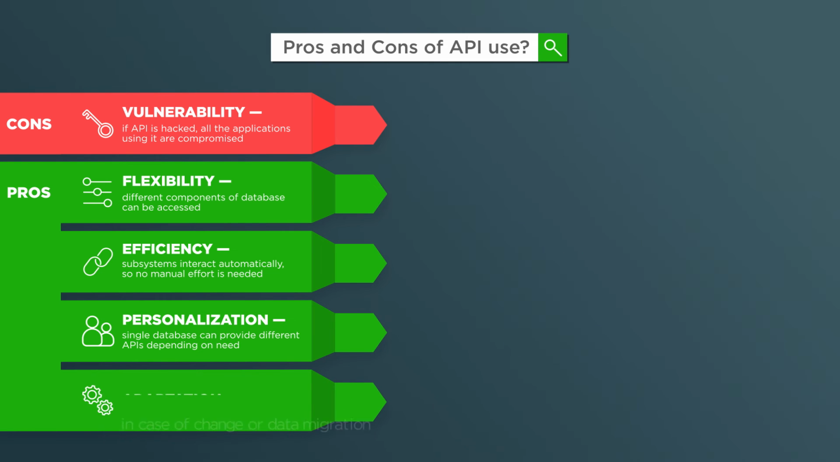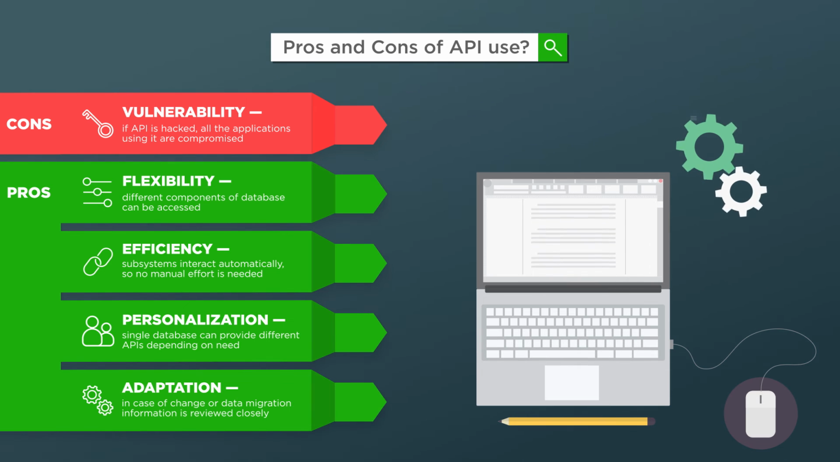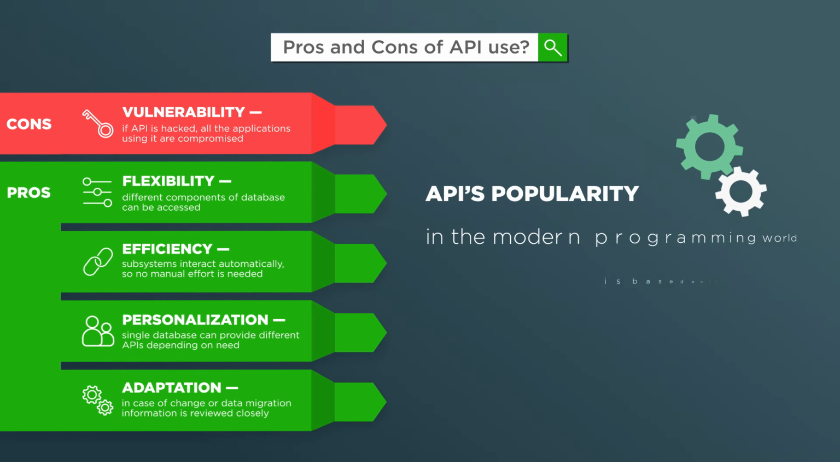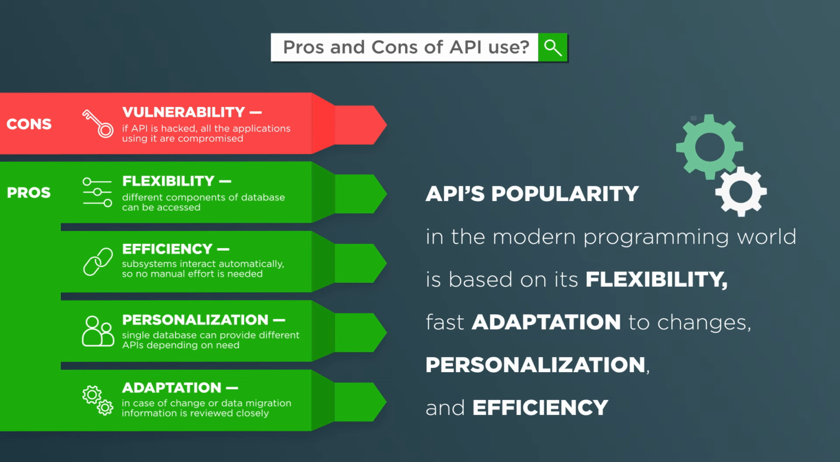The final point for API is accelerated adoption. APIs help to anticipate changes. When working with the technology, data migration is supported better, and the information is reviewed more closely. In short, APIs make service provision more flexible. As a result, we can see that the API's popularity in the modern programming world is based on its flexibility, fast adaptation to changes, personalization, and efficiency that it provides to developers, helping to accelerate software development process and delivery process.